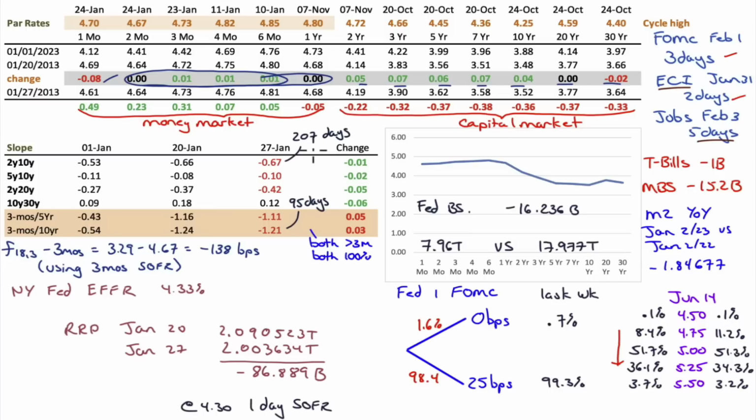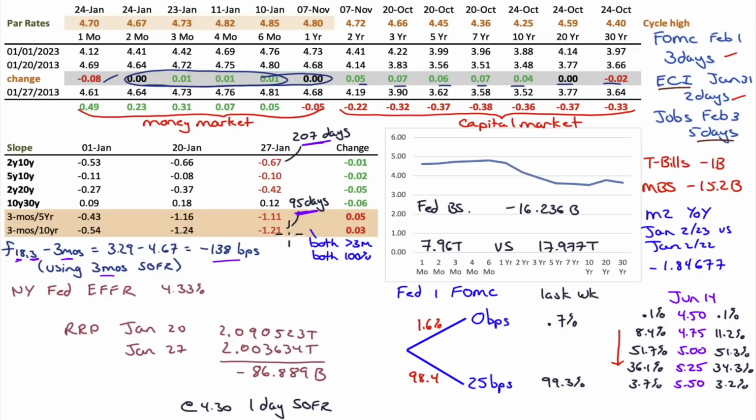Look at our curve inversions. 2 to the 10s now inverted 207 days. The 3-month to 10-year is 95 days. If we look at the Fed's preferred gauge, they look at the 3-month rate 18 months out less the current 3-month rate. And I'm using 3 months SOFR to get that done as a proxy for it. Inverted 138 basis points.